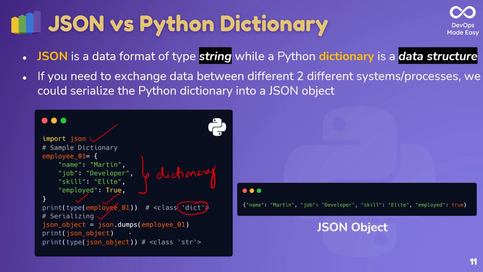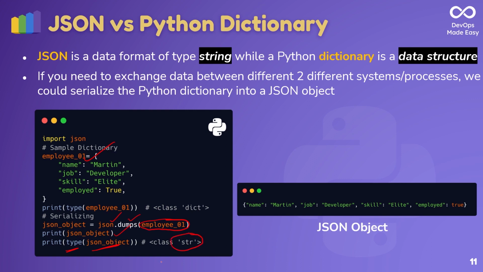Inside JSON, dumps is the function that takes in a dictionary and serializes it into a JSON object. So I'm using the JSON library, and inside that library I'm using the dumps function, and I'll pass the employee1 name, or this complete dictionary, as an input. Then I'll print it and also check the type of that JSON object. The type should be a string.